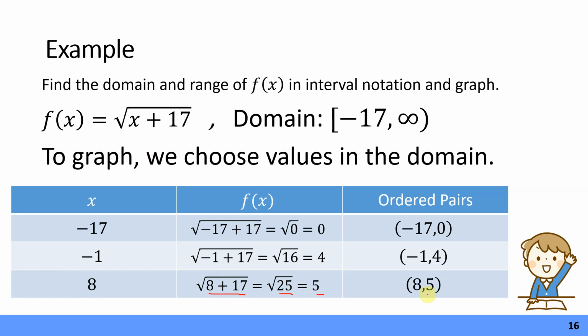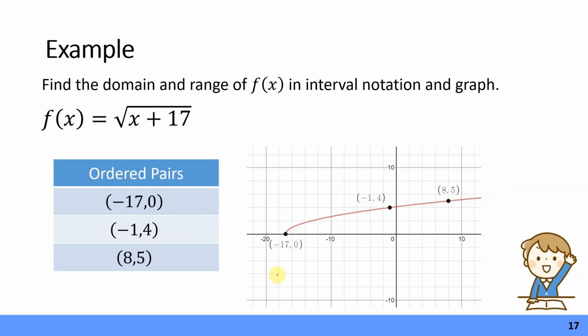Okay, so again, you don't need that many points. I'm just going to do 3 points, and then we're going to graph those, connect them, and boom, we're going to be done with our graph. So here we go. These are the 3 ordered pairs that I found. And then I connect them, right? So 17 comma 0 is right here. Negative 1 comma 4, 8 comma 5.